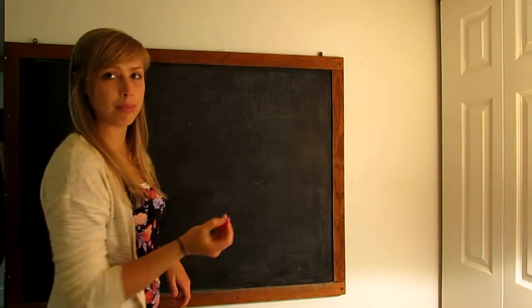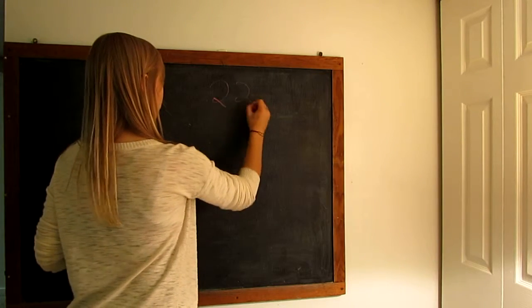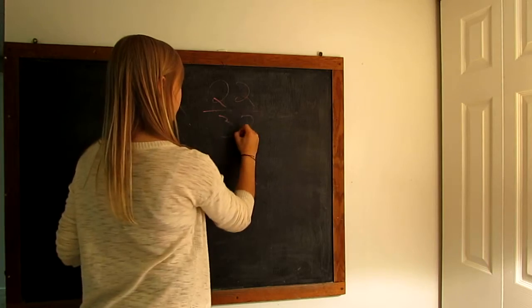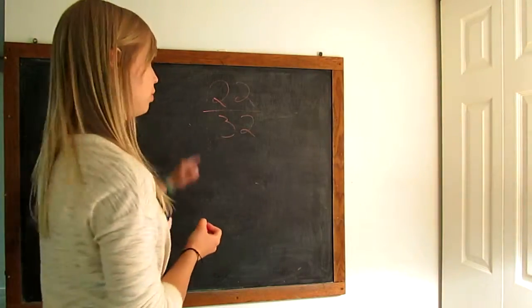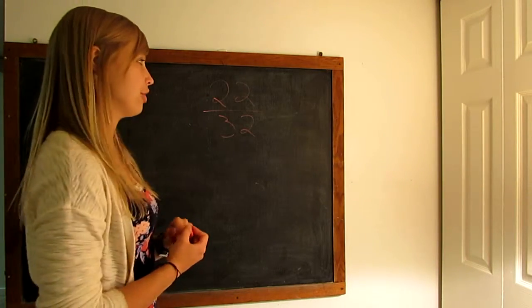So let's give an example. Say that you have 22 over 32, and you want to simplify this fraction. So the first thing you would do is you would take each number one at a time and find the prime factors of that number.